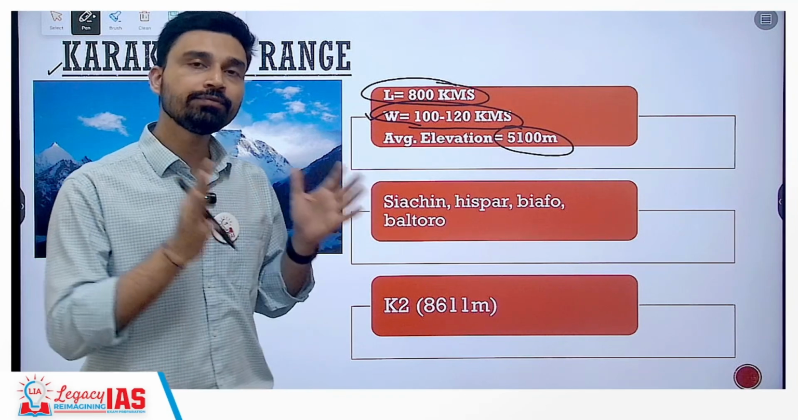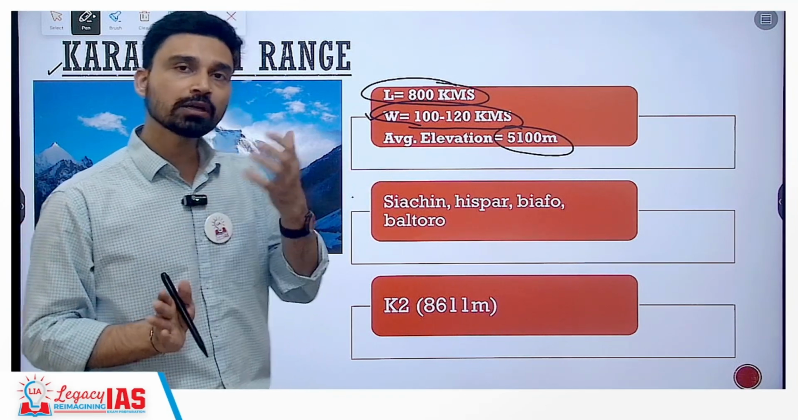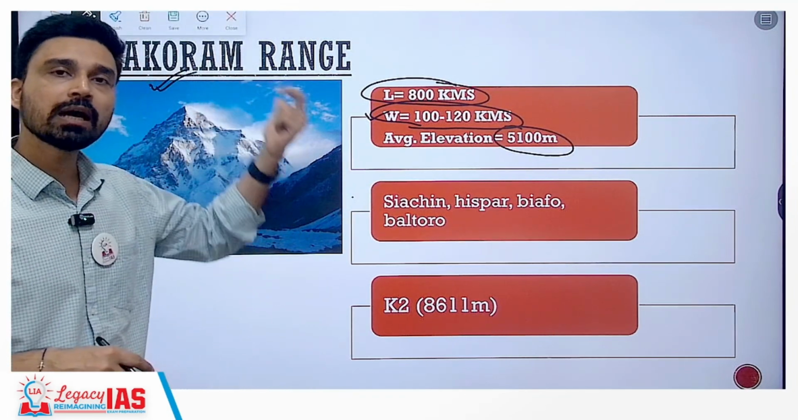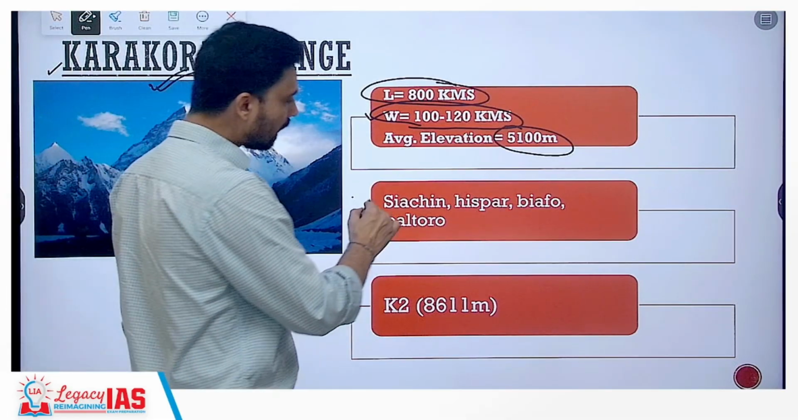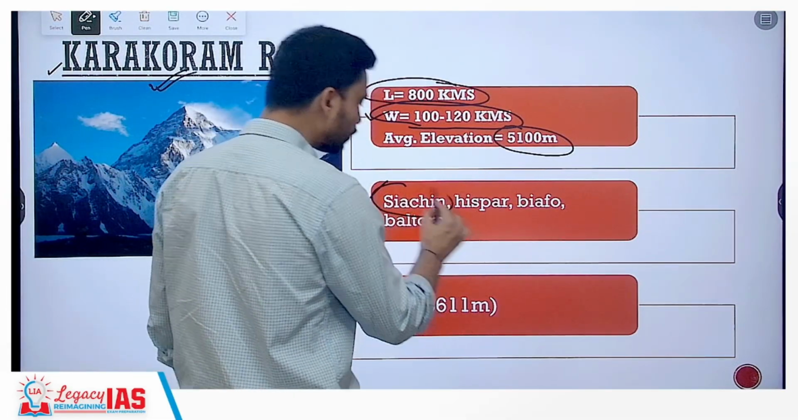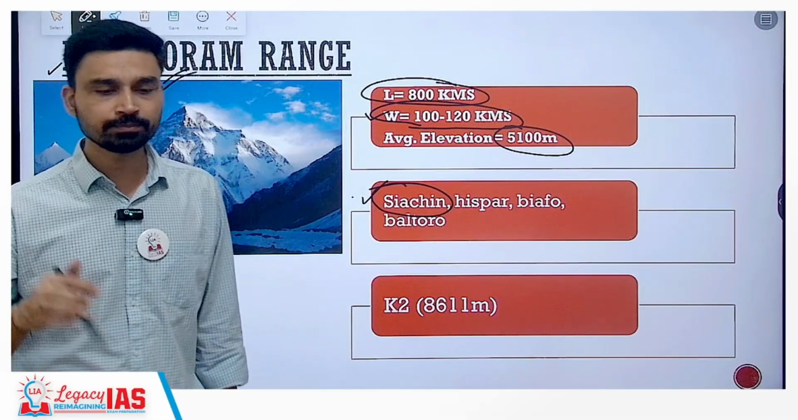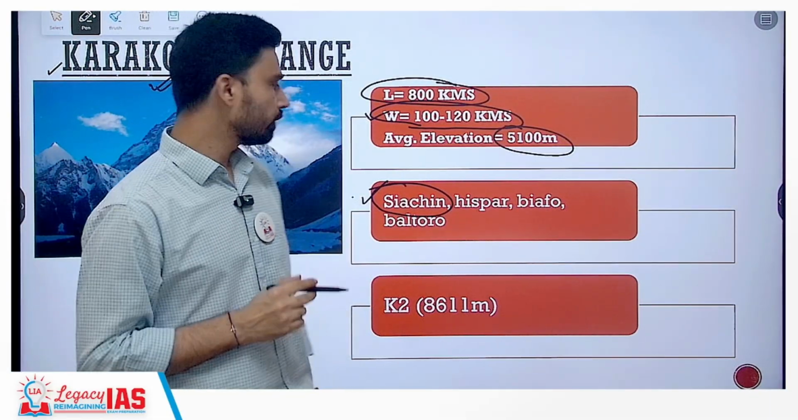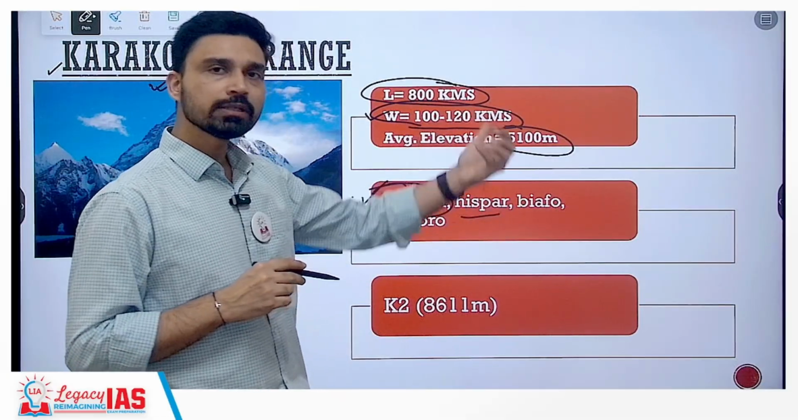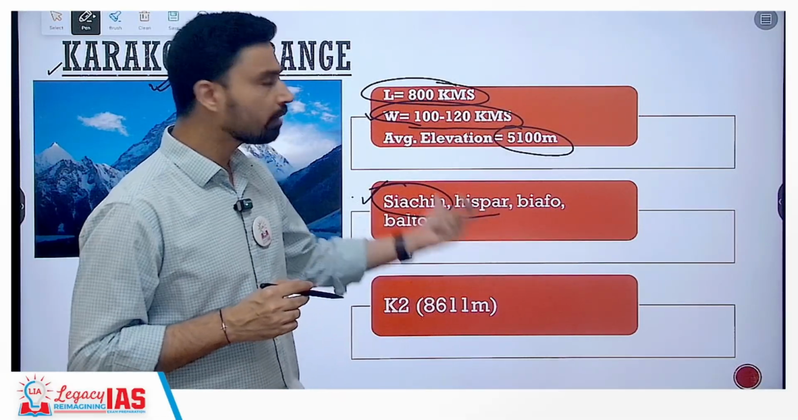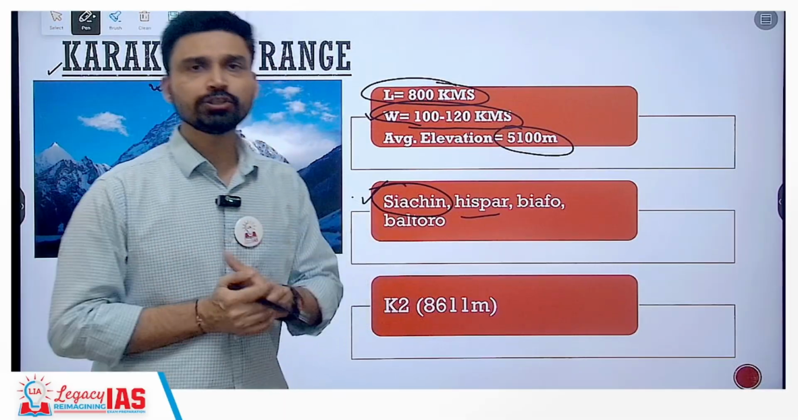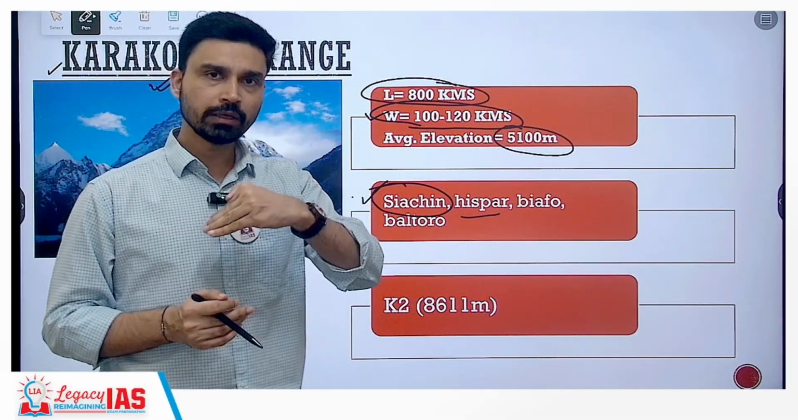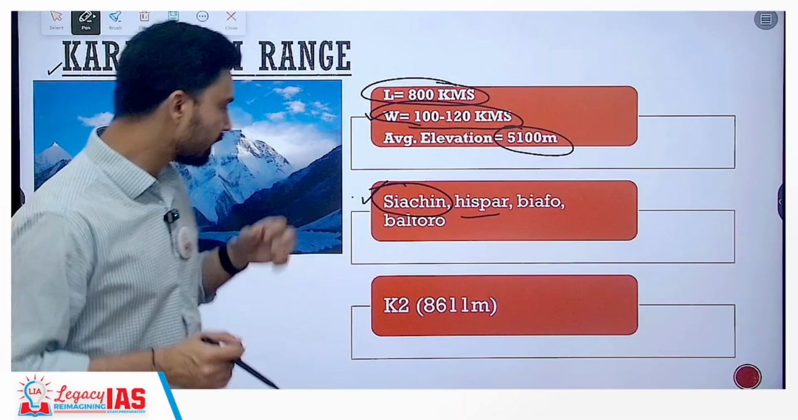We can say that 50% of Himalayan glaciers are concentrated in just the Karakoram range itself, and the largest of these are Siachen Glacier, which is also considered the highest battlefield or military outpost of the world. Then you have several other smaller glaciers such as Hispar, Biafo, Baltoro. This glacier is stretching all the way from India to Pakistan-occupied Kashmir.